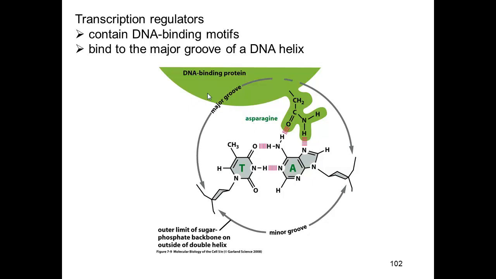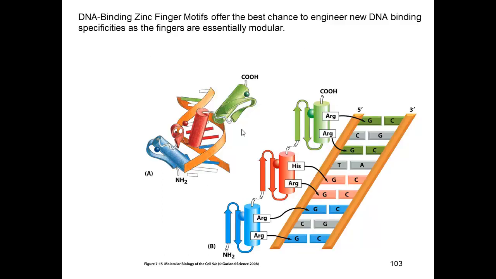This schematic shows how a protein with an asparagine amino acid can start to interact with an A nucleotide. There would then presumably be another amino acid interacting with parts of this T nucleotide. Now, there is no guaranteed code of which amino acids will bind with which nucleotides. There are some statistical preferences, but no one yet is able to predict, based on DNA sequence, what protein will be binding there, or at least what amino acids will be used to make that contact.